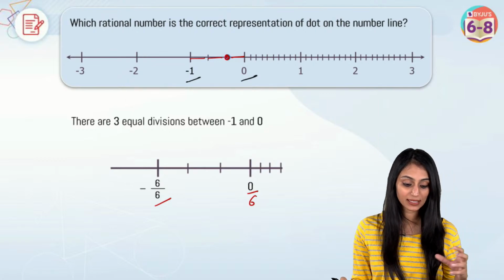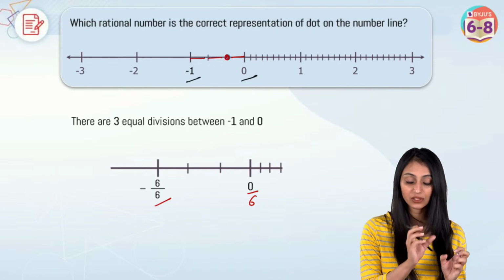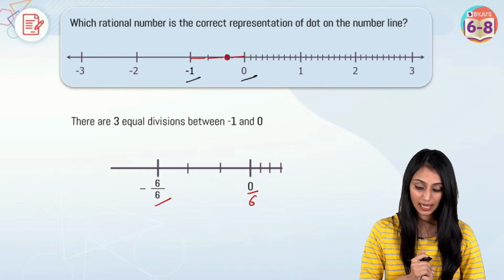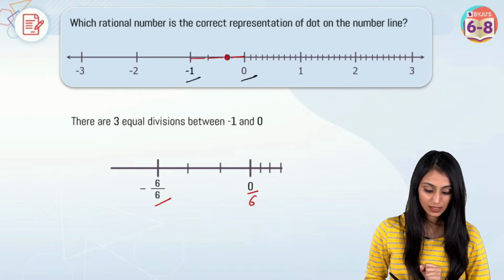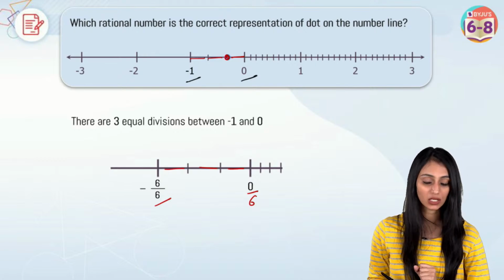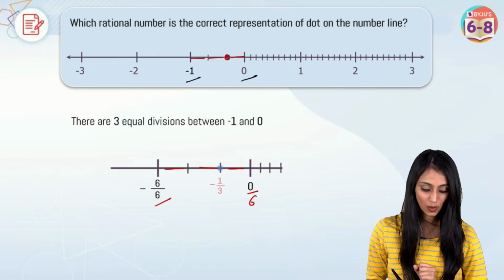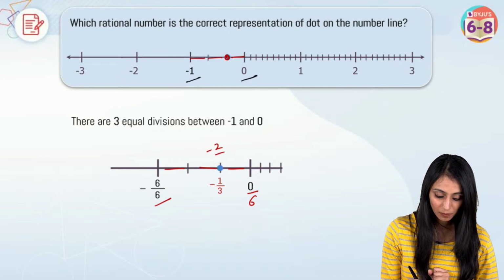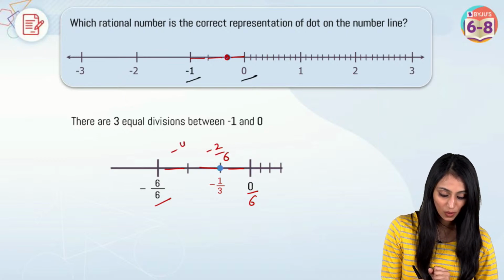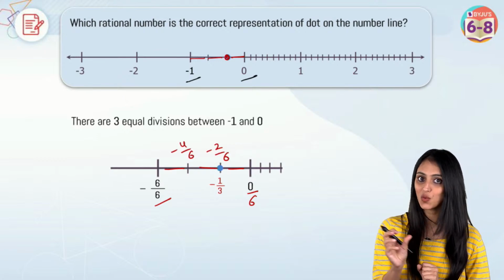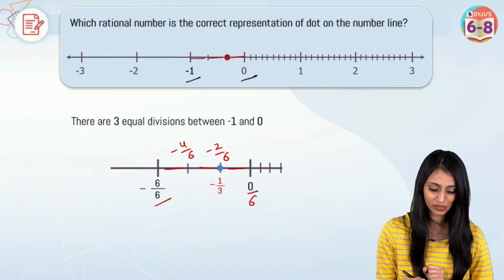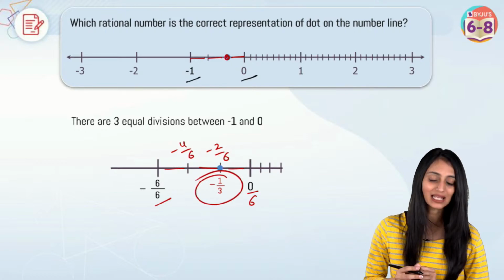Yes, so minus 6 by 6 and 0 by 6. So we have 3 equal divisions over here, right? Now what I can say is that since we can see 3 equal divisions in between them, this one would actually be what? This would be minus 2 by 6 and this would be minus 4 by 6. 3 equal divisions. And minus 2 by 6 is nothing but minus 1 by 3.